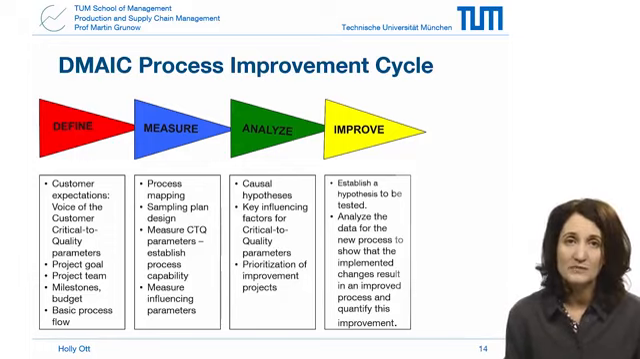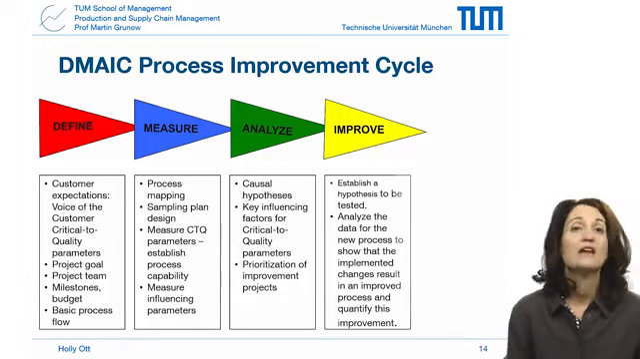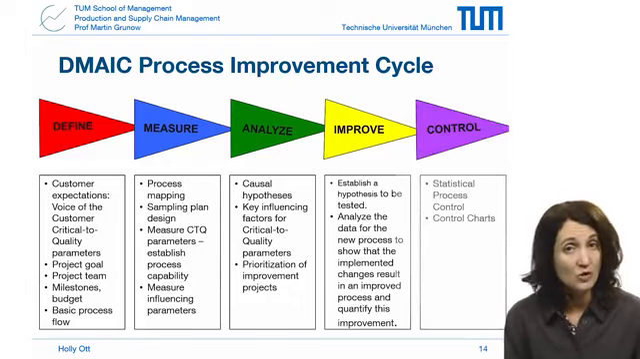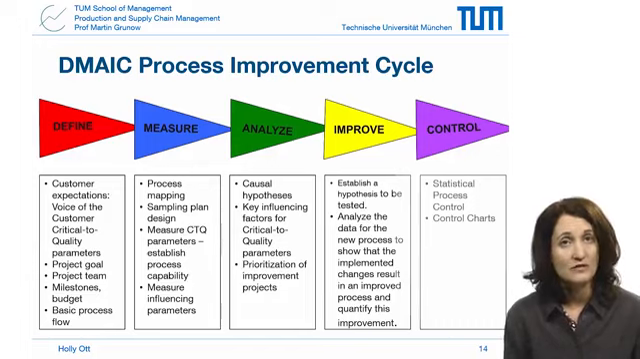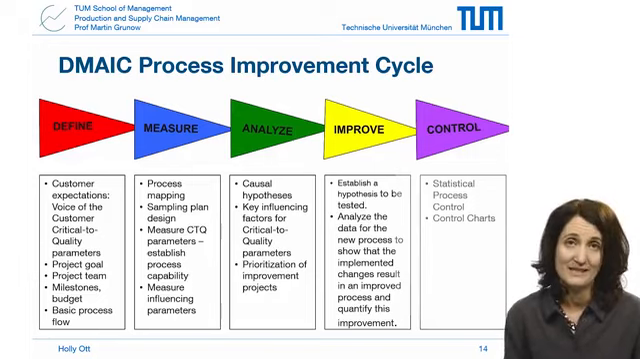remove root causes, design and carry out experiments to optimize the process, and finally establish a solution for the process improvement. And then last but not least, in control, you establish a monitoring for your process, for these influencing parameters, and you use generally statistical process control, or SPC.